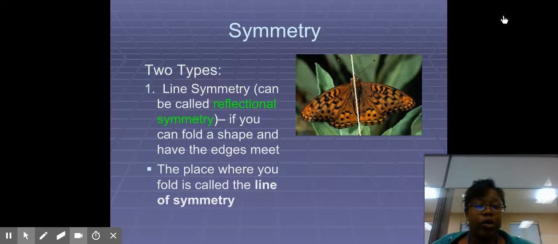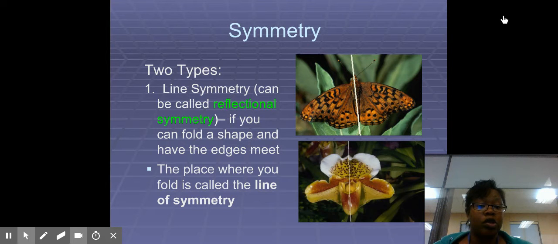So here's an example with a butterfly that has line symmetry. See, each side of the butterfly actually matches up with the other side. And so the white line going down the center would be called the line of symmetry. You find symmetry a lot in nature. Here's a picture of a flower. It's symmetrical because both sides, if you folded them together, would match up correctly.